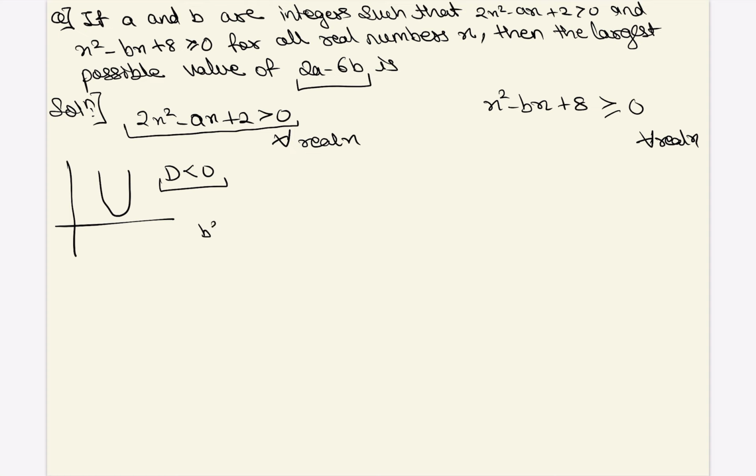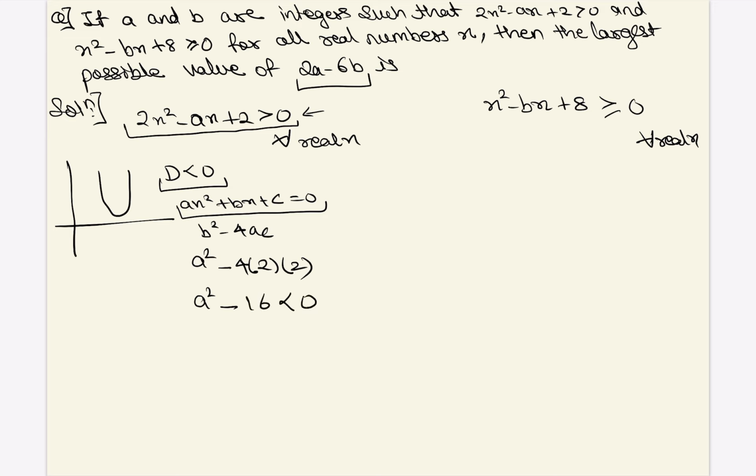Now D is b² − 4ac in a standard equation of ax² + bx + c = 0. So in this equation, b is −a, which becomes a², minus 4 times a, which is 2, and c is 2. So this becomes a² − 4 into 4, which is 16, which should be less than 0 as D is less than 0 from before. So a² should be less than 16.